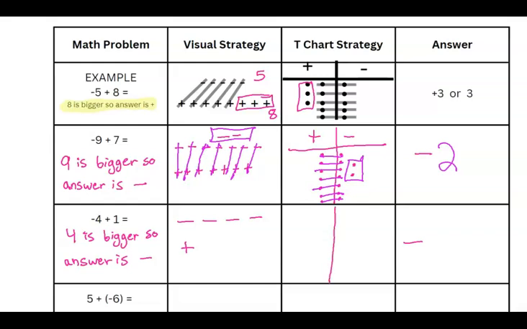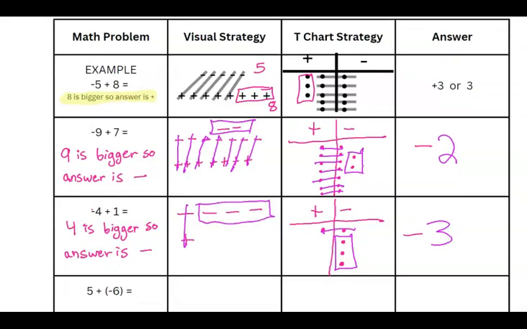Next, I'm going to set up my T-chart. I have a positive side and a negative side. My negative 4 means I'm going to put 4 dots on the negative side. And then my positive 1 means I'm going to put 1 dot on the positive side. Again, I'm going to grab a different color so that I can cross off any numbers that will cancel out to see what is left over. When I look, both of them show there are 3 left over and they are negatives, or on the negative side of my T-chart, so my answer is negative 3.